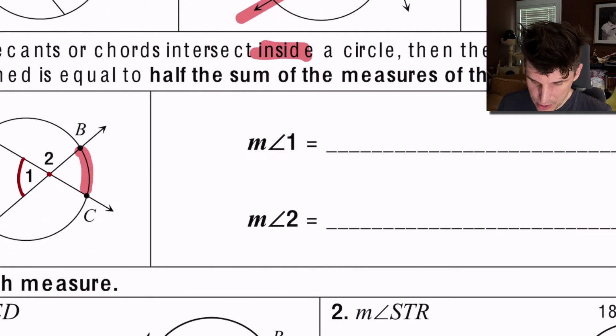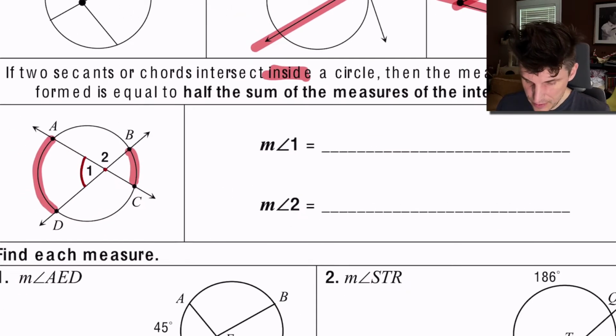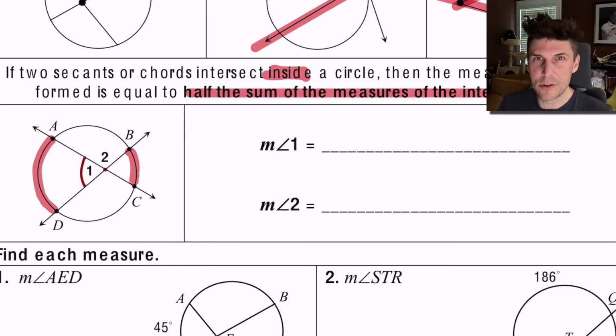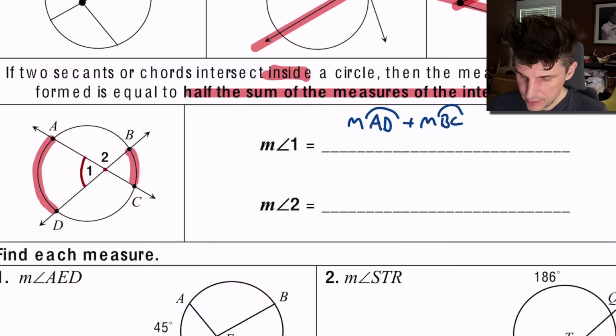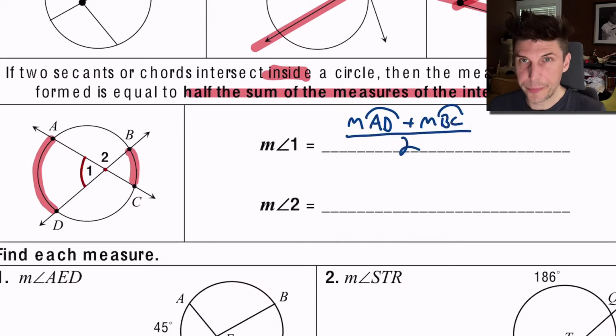So you'd write the measure of angle 1, in this case, again, they say half the sum of the measures of the intercepted arcs. That's the average of those intercepted arcs. So we're going to say the measure of angle 1 is equal to the measure of arc AD plus the measure of arc BC, all over 2. You could write it as 1/2 times the quantity. I kind of like it like this better.